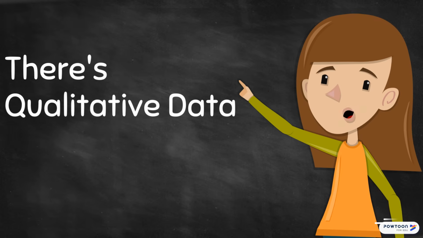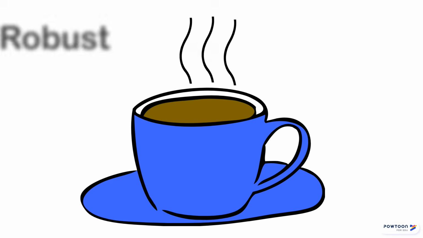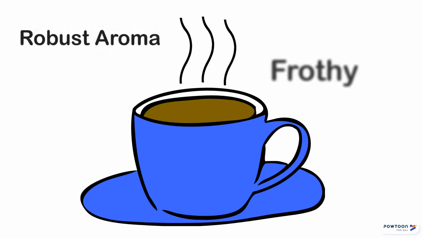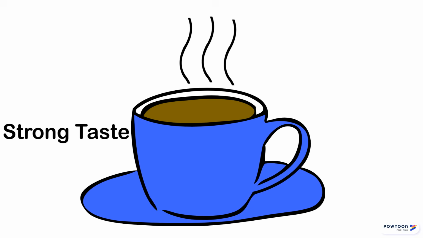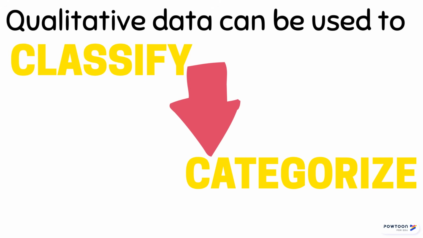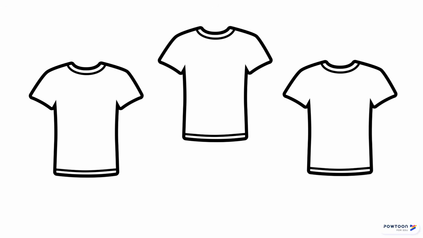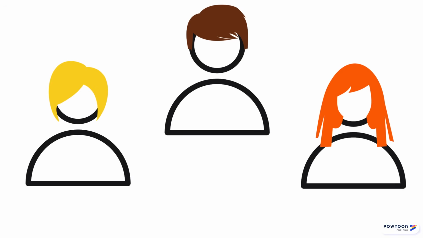There's qualitative data, which is non-numerical data. The latte has a robust aroma, frothy appearance, and strong taste. It's in a blue cup. Qualitative data can be used to classify or categorize something. For example, if we have a box of shirts, we might collect shirt size data with categories such as small, medium, and large. Another example of categorical data could include hair color.